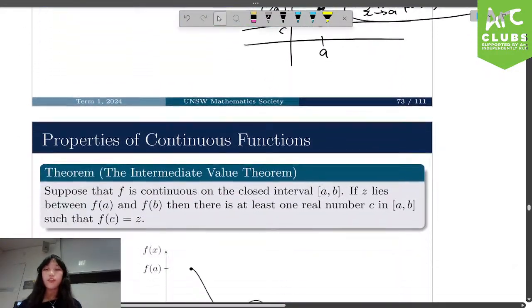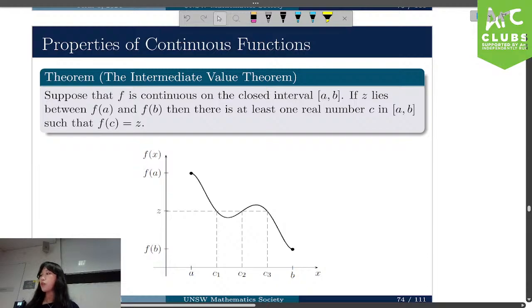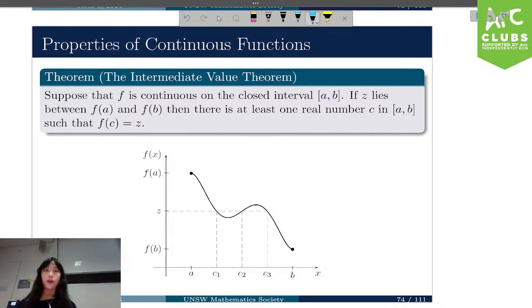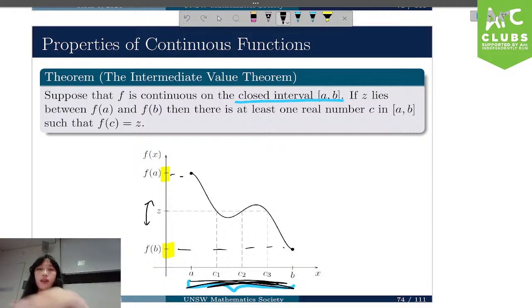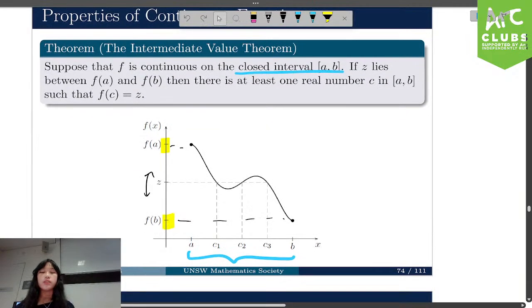so let's have a look at some things which we can conclude off of a continuous function. The first one is the intermediate value theorem, which is really quite intuitive of a theorem, but I think it's still quite good to put it in mathematical writing. Essentially what it's saying is that if we have a closed interval [a, b], if z lies between f of a and f of b, which are the y values of the endpoints, if z is anywhere in between here, then that means that there exists at least one real number c in this x interval, such that f of c is equal to z.